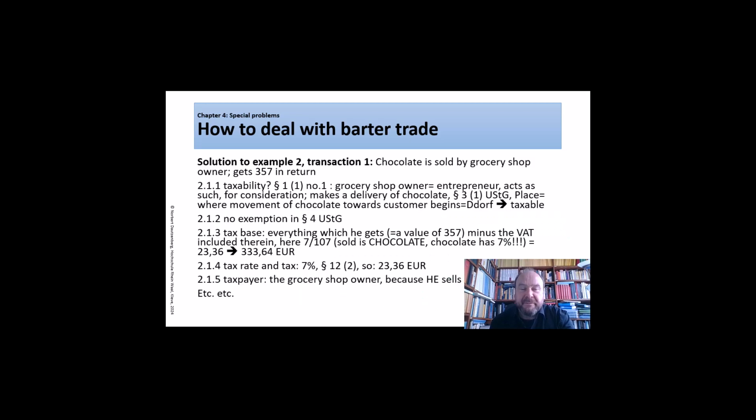So if we look at the first transaction, chocolate is sold by a grocery shop and he gets 357 in return. Taxability, yes, grocery shop owner is an entrepreneur, acts as entrepreneur, demands a consideration. What he does is the delivery of a good, namely delivery of chocolate. The place is where the movement of the chocolate towards the customer begins. That's in the shop, that's in Germany, that's taxable. There is no exemption visible for chocolate.